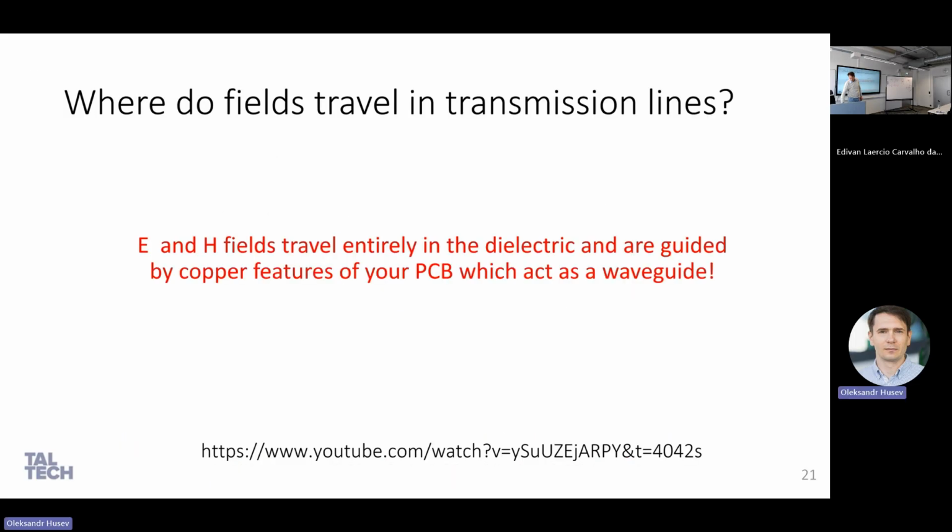And the question is, where do fields travel in a transmission line? So E and H fields travel entirely in the dielectric and are guided by the copper features of your PCB, which act as a waveguide. So now we have to think that your current and path don't have any energy. The energy is in the electric and magnetic field in your PCB. And when you design your PCB, you must consider this, and actually only this. Your currents and voltage actually don't define your emissions.